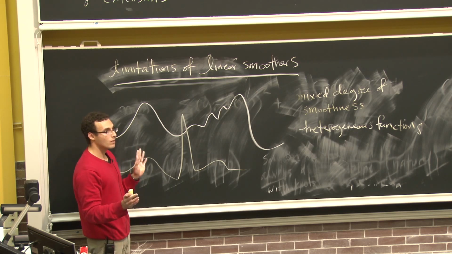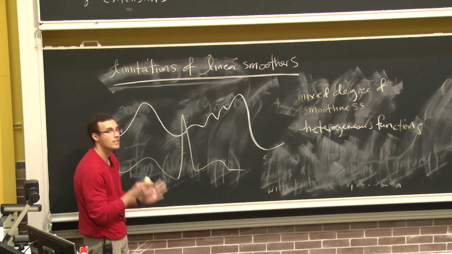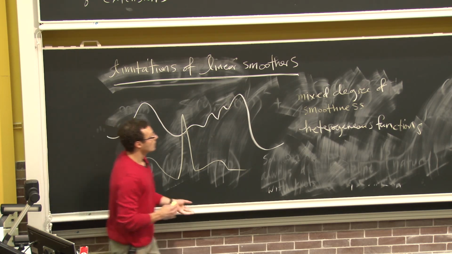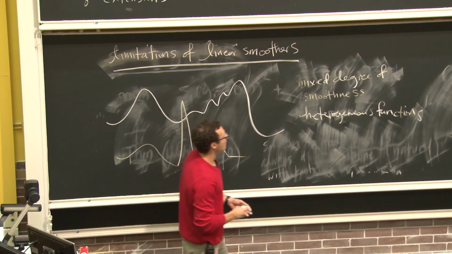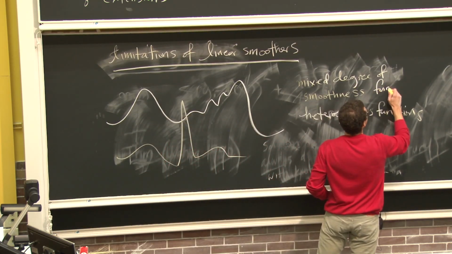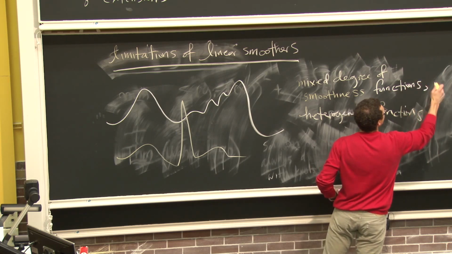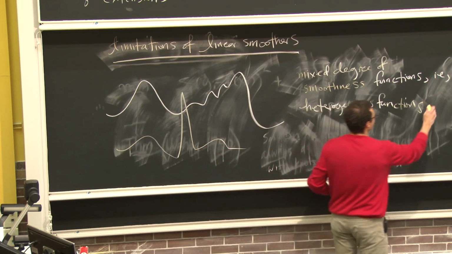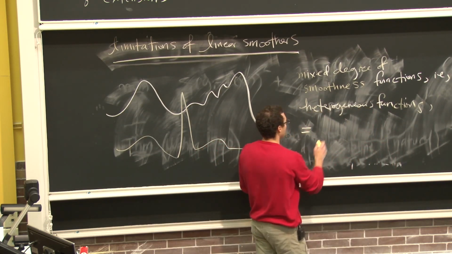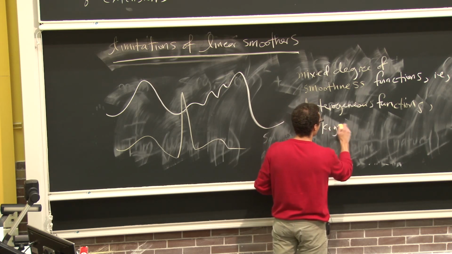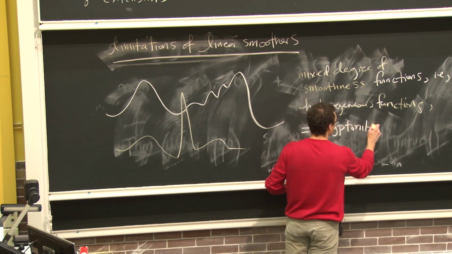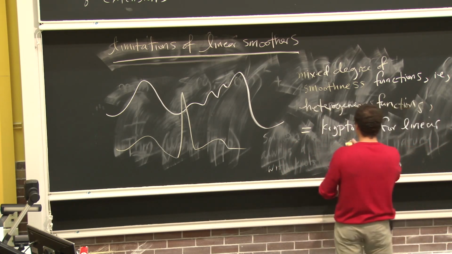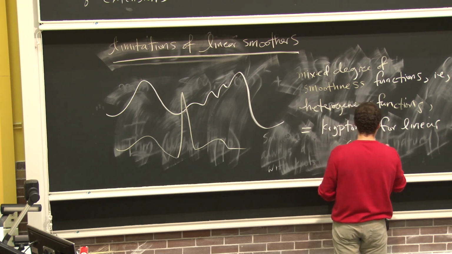We shouldn't fool ourselves that every function we try to estimate is uniformly smooth. That's not going to happen in many practical situations. So mixed degree of smoothness functions, i.e. heterogeneous functions, heterogeneous smoothness. This is not a mathematical statement. It's just trying to emphasize a point. This is like kryptonite for linear smoothers. They just can't handle functions of mixed degrees of smoothness.